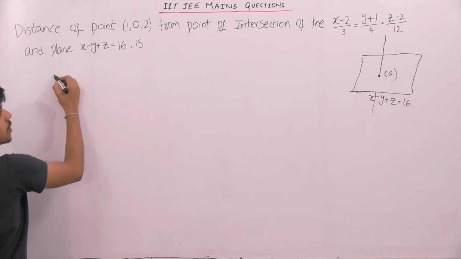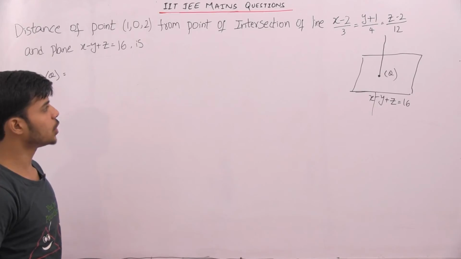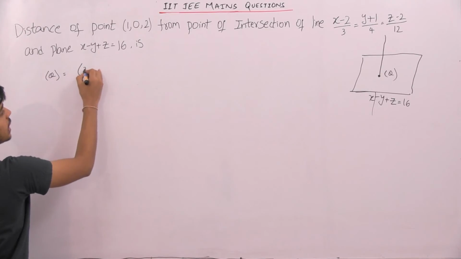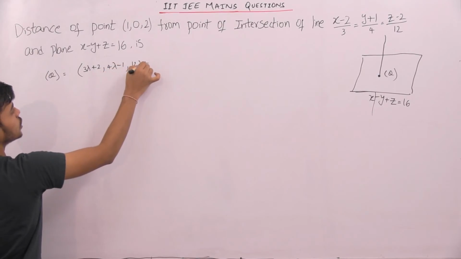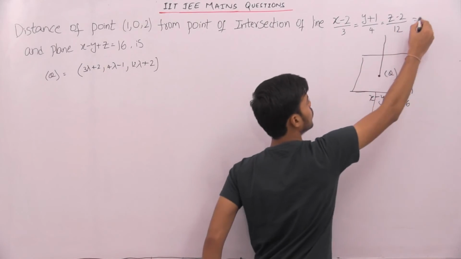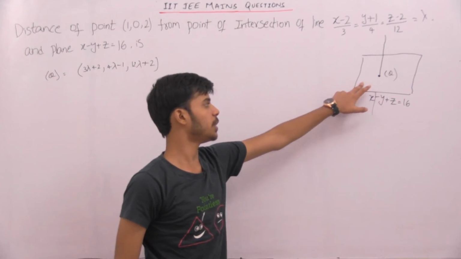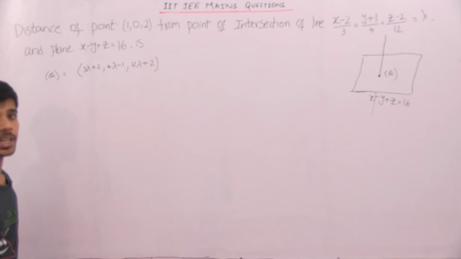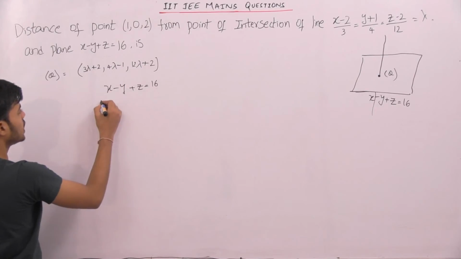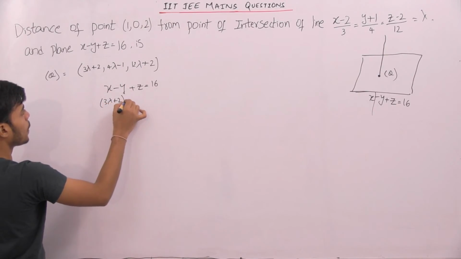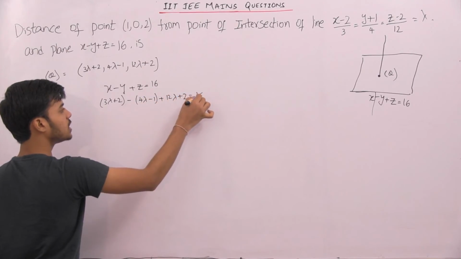Now this Q, we can write in the generalized form 3 lambda plus 2, 4 lambda minus 1, 12 lambda plus 2, if we consider this equal to lambda. Now this point Q lies on this plane, so it should satisfy the equation of the plane. So the plane equation is x minus y plus z is equal to 16. Substituting these points, 3 lambda plus 2 minus 4 lambda minus 1 plus 12 lambda plus 2 equal to 16.